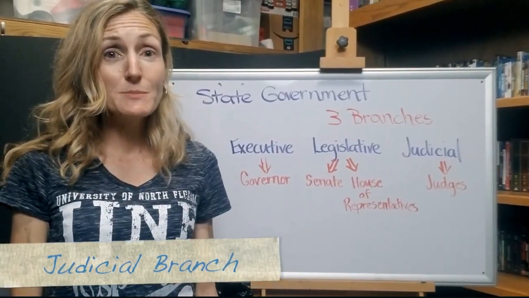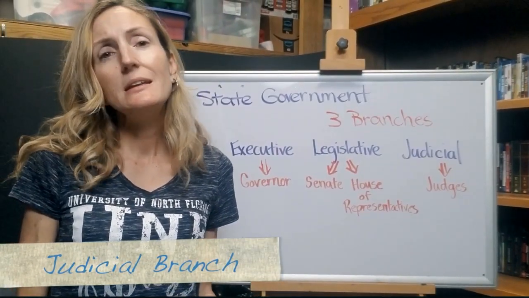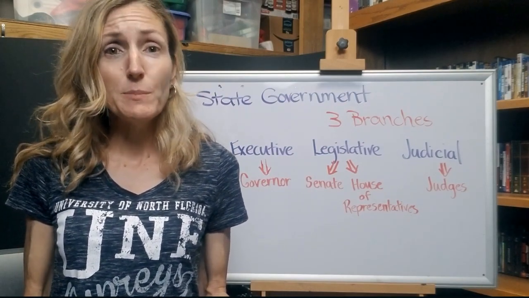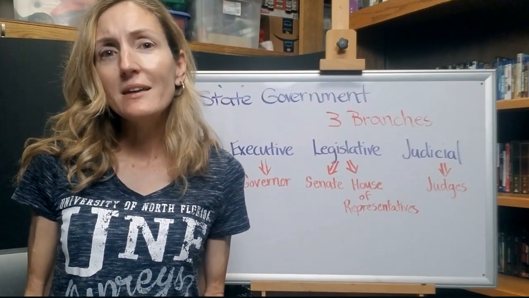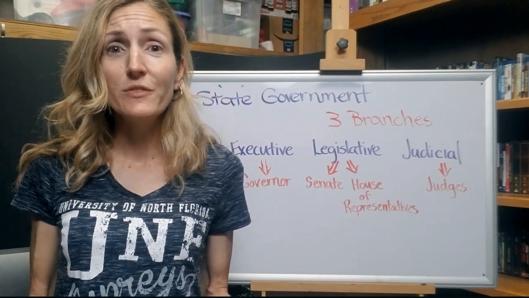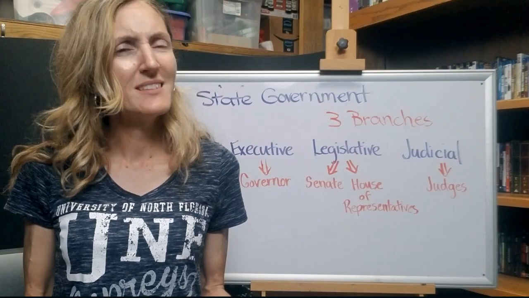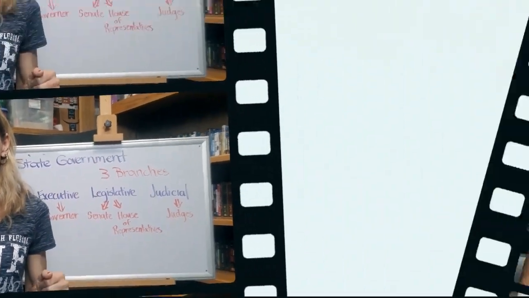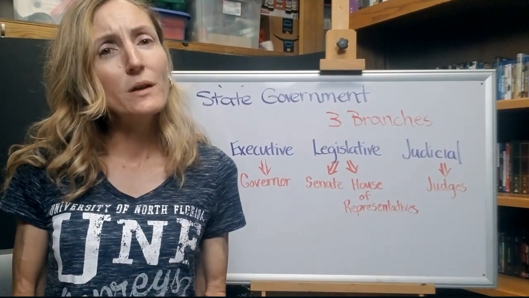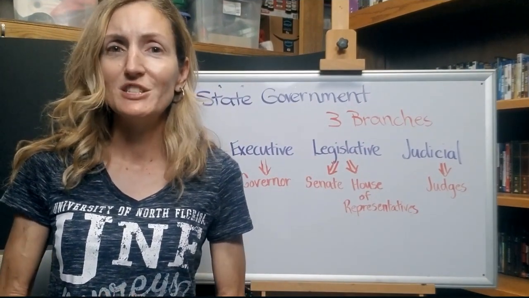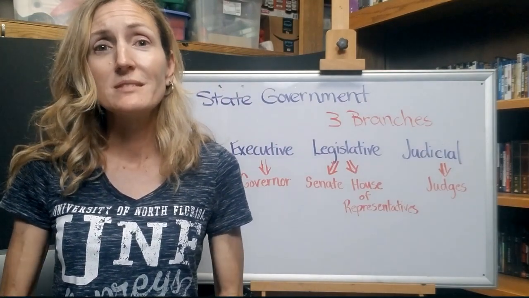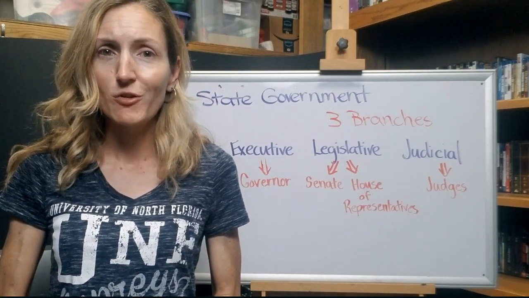The judicial branch is made up of the judges and the courts. It's the judicial branch's job to interpret or to explain the laws so that people understand them. The highest court in Florida is called the Supreme Court. Now, if that sounds familiar, it should, because there's a Supreme Court at the federal level as well. The Supreme Court usually consists of 7 to 9 justices who review the most important cases from the lower courts to make sure that everything was handled correctly.